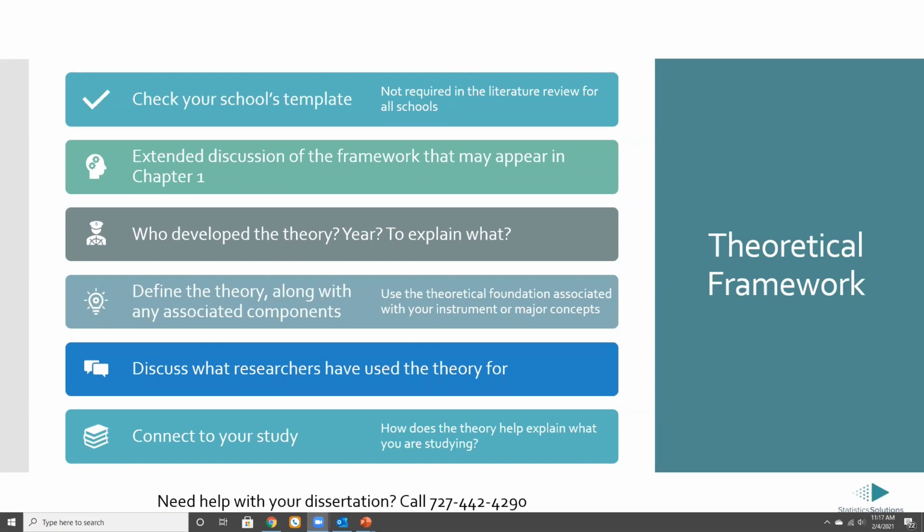And sometimes schools want you to include a couple of articles that have used the theory recently, just to show that researchers are using the theory and what they're using it for.